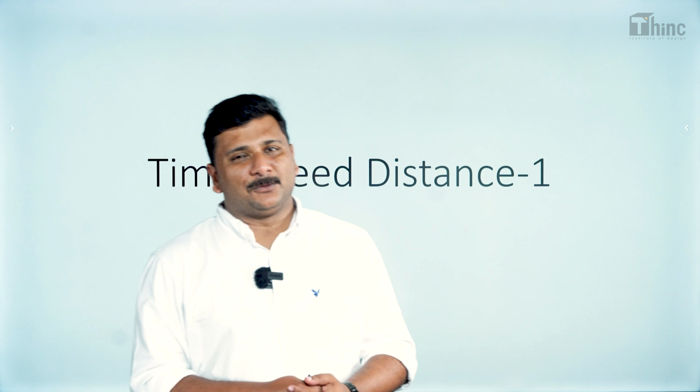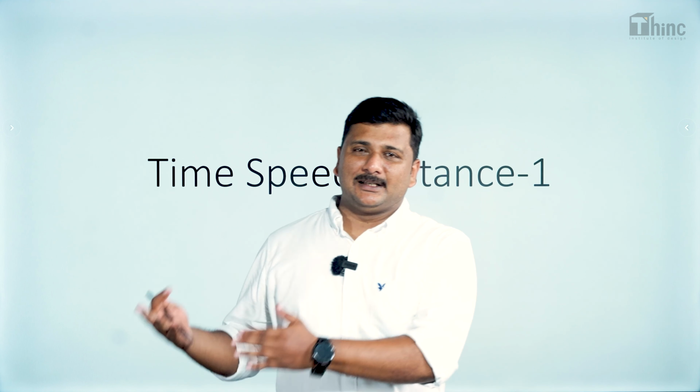Before jumping in, let me tell you one basic formula: distance equals speed into time. You all might be knowing it. Let's say a person is moving at a speed of 40 kilometers per hour for 3 hours. So the total distance traveled will be 40 into 3, that is 120 kilometers. Or if a person is moving 120 kilometers at a speed of 60 kilometers per hour, we know that distance is 120, speed is 60. Since distance equals speed into time, time will be distance by speed and speed will be distance by time.